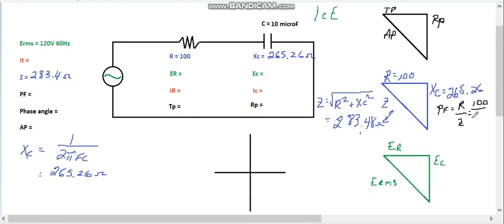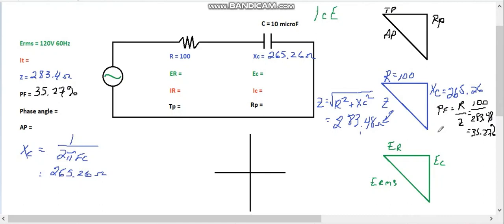100 divided by 283.48. And I get a power factor, 100 divided by 283.48, I get a power factor of 0.3527 times 100. So 35.27%.